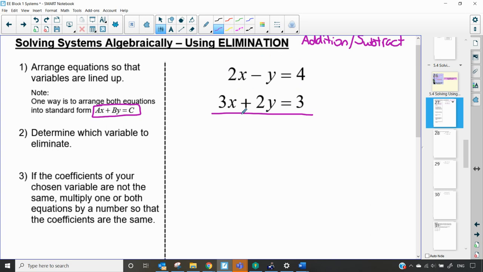Once we have our equations lined up, we have to figure out which variable we want to eliminate. In this case, we have a 2x and a 3x, and a negative 1y and a 2y. None of my variables look the same yet, so I'm going to have to do something to the equation to make them look the same. I'm going to choose to eliminate my y's because that looks like the one that might be easier to eliminate. As we work through more examples, it'll become easier to see why I chose that variable.